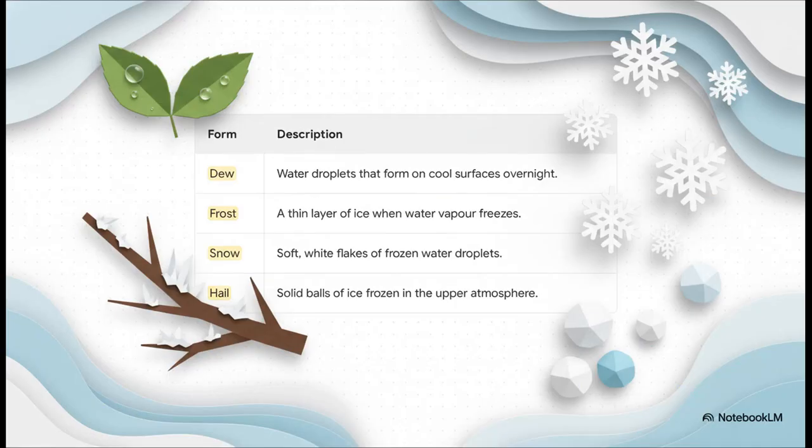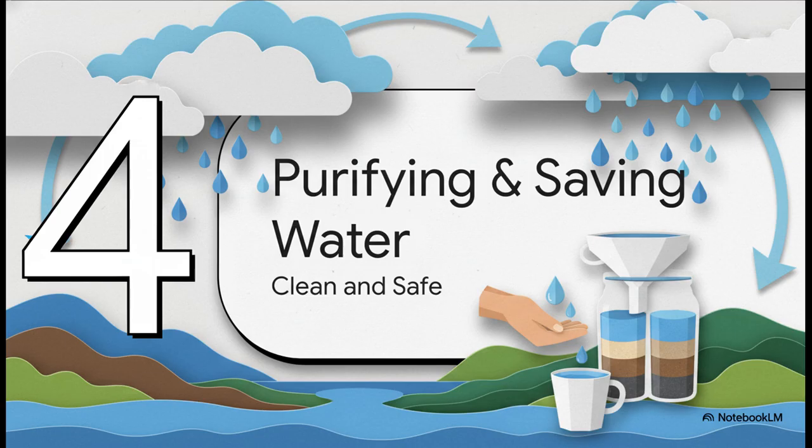Now, when water falls from the sky, it's not always rain. Sometimes, in the morning, you see tiny water drops on leaves and grass. That is dew. If it gets very, very cold, this water vapor freezes into a white layer of ice. That is frost. In very cold places, water falls as soft, white snow. And sometimes balls of ice fall from the sky. We call that hail.